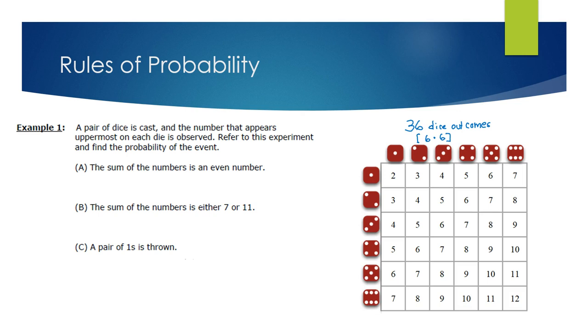So the first one, the sum of the numbers is an even number. I'm looking for any of the totals that are even. What I see here is that all of these represent the totals that are even.